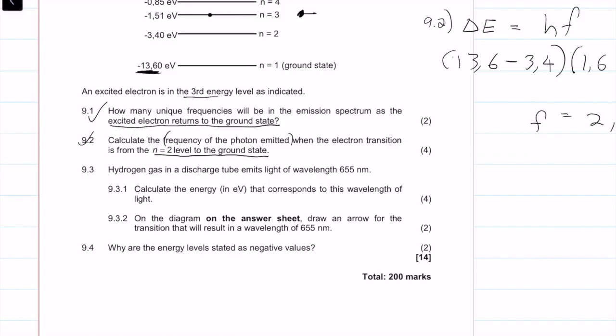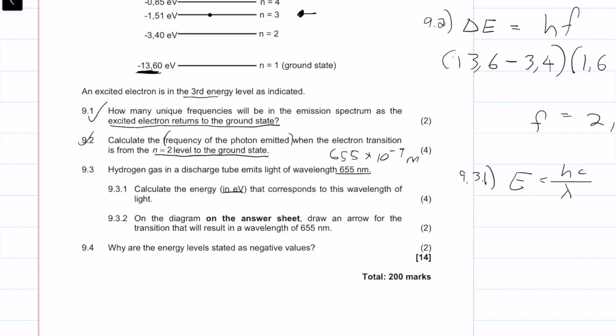Cool stuff. Then it says, hydrogen gas in a discharge tube emits light of wavelength 655 nanometers. Okay, that's 10 to the minus 9 meters. Calculate the energy in electron volts that corresponds to the wavelength of light. Okay, so how are we going to do this? Wavelength of light, not too difficult. 9.3.1. We're going to use the equation E equals hc over wavelength, because we've been given the wavelength.